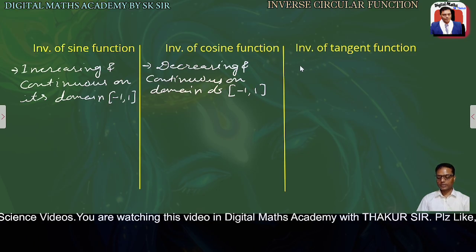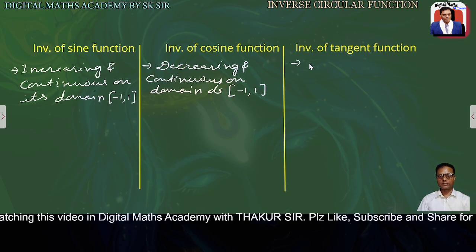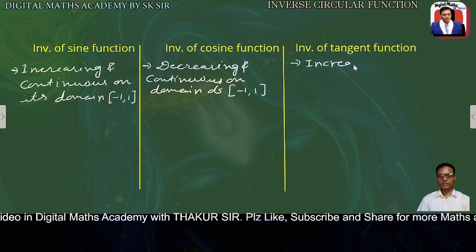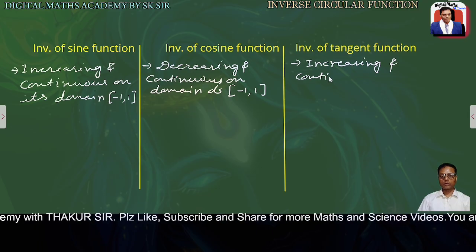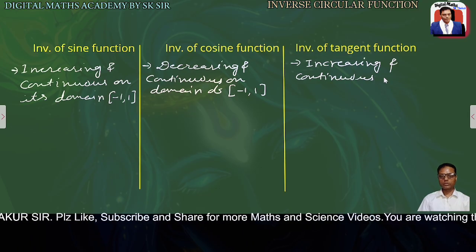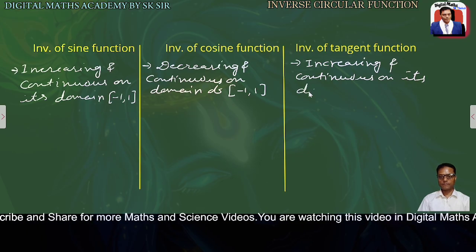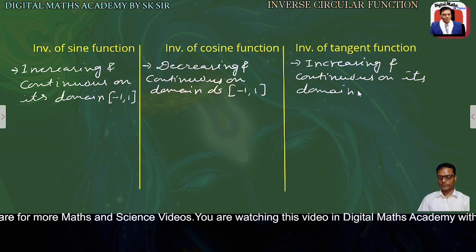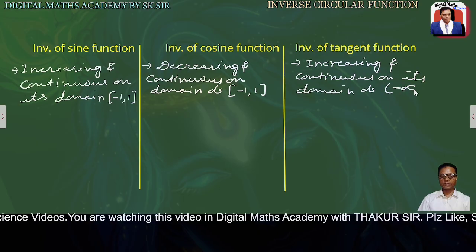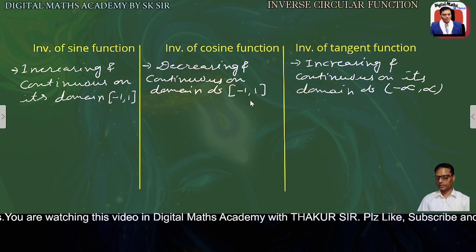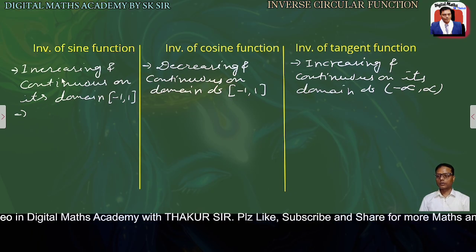And for the inverse tangent function, here it is increasing and continuous on its domain. The domain is minus infinity comma plus infinity, right? It's continuous.